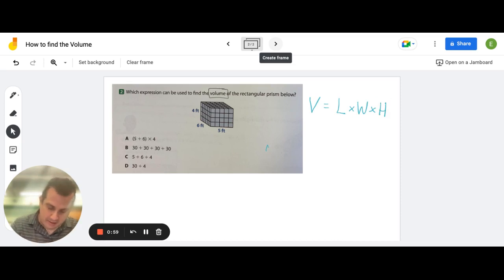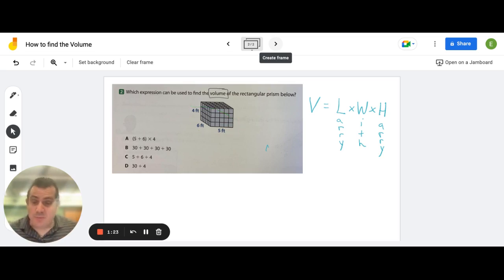So for me, I always think Larry with Harry. It sounds silly, but it helps me. Length times width times height. Larry with Harry. So, as we're looking at our rectangular prism right here, you'll notice we have our 3 dimensions.